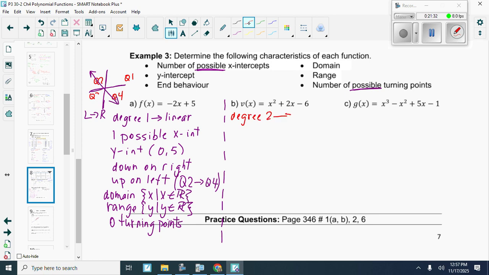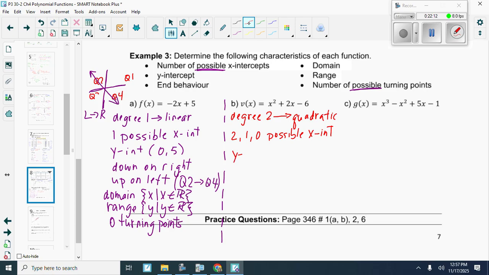This is degree 2. What do we call our degree 2 functions? Quadratic. How many possible x-intercepts? 2, or 1. Okay, 2, 1, or 0 possible. It wants to know how many possible ones there are. We could have 2, 1, or 0.